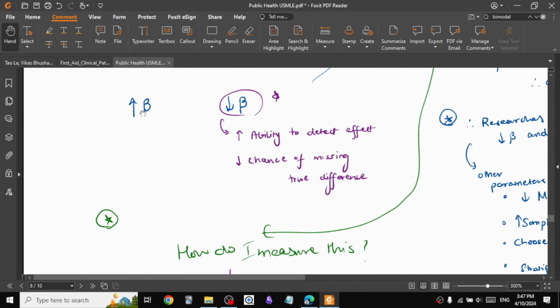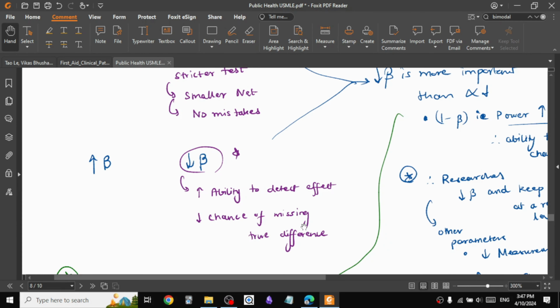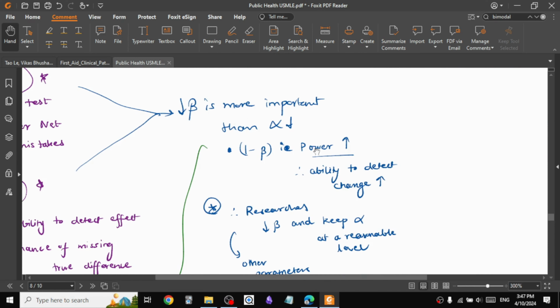Now, what is beta? High beta is always bad for us. That's simple. High beta is always bad for us. Okay, and low beta is the main thing that we're trying to focus on. Okay, increase the ability to detect the effect. As beta decreases, I'm trying to detect the effect. Okay, low chances of missing the true difference when it comes to beta. Okay, as beta decreases, the chance of missing the difference decreases. So as I said, low beta is more important than low alpha.